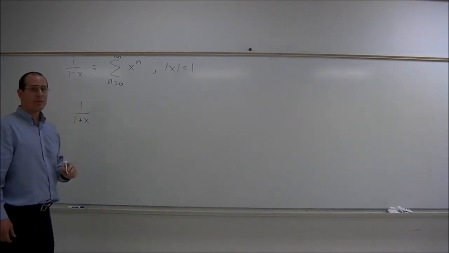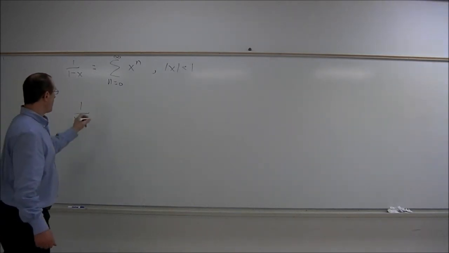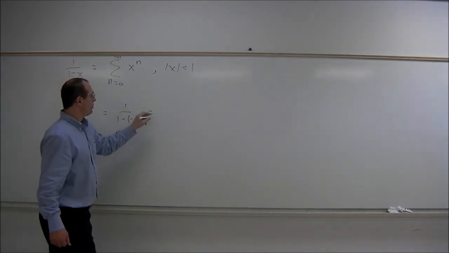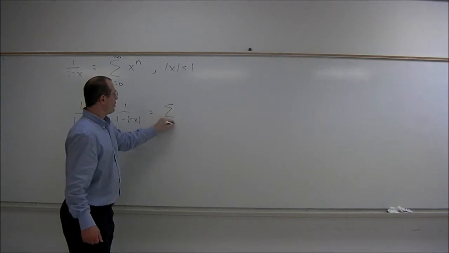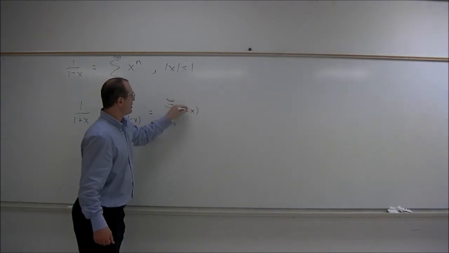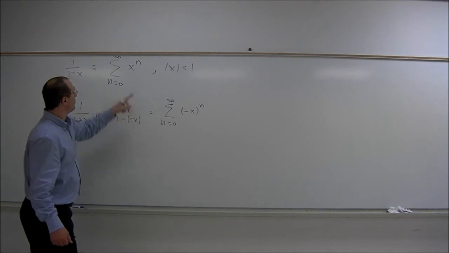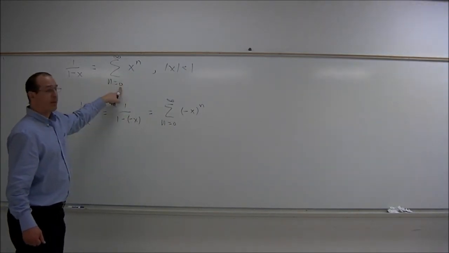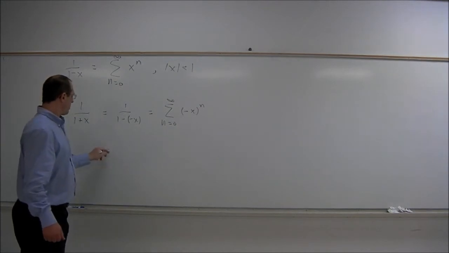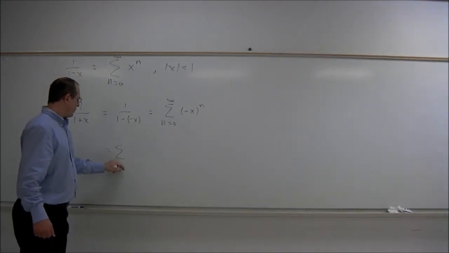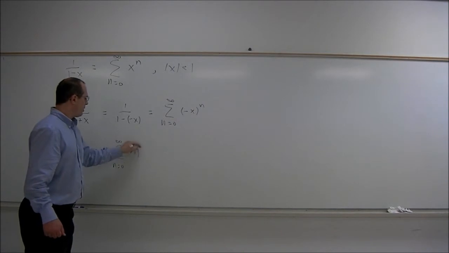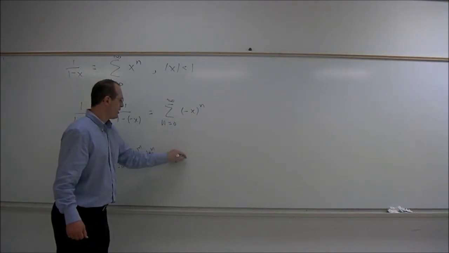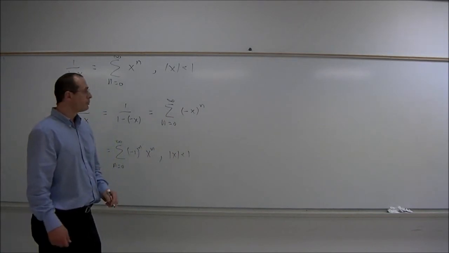I'm interested in the following modification, 1 over 1 plus x, which can be written as 1 over 1 minus negative x. This is equal to, by substitution, the summation of negative x to the n, replacing x with negative x in the formula above. So this is equal to the summation n equals 0 to infinity of negative 1 to the n times x to the n. And the interval of convergence is unchanged.